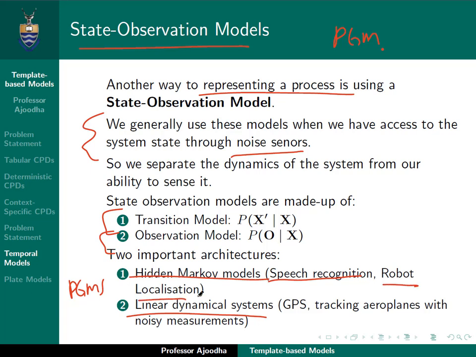And then also other state observation models, which are the methods of choice now for GPS tracking, are linear dynamical systems, also called Kalman filters. They're called Kalman filters, and this is what we use even to track where the aeroplane is from the station. Okay, right, and these are all done with noisy measurements.